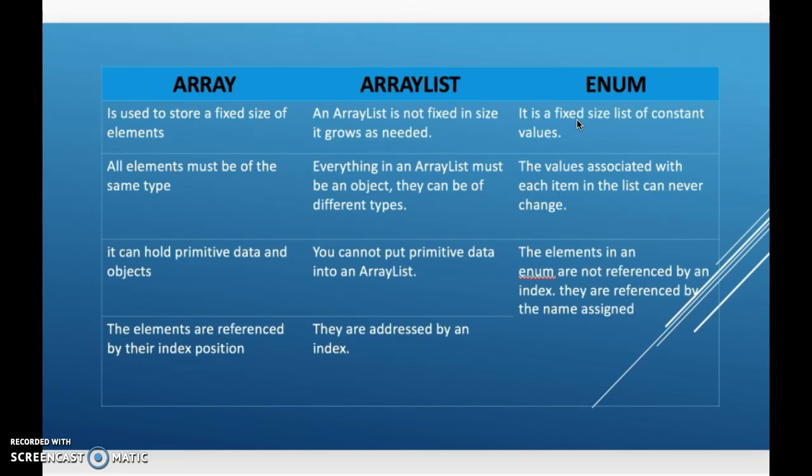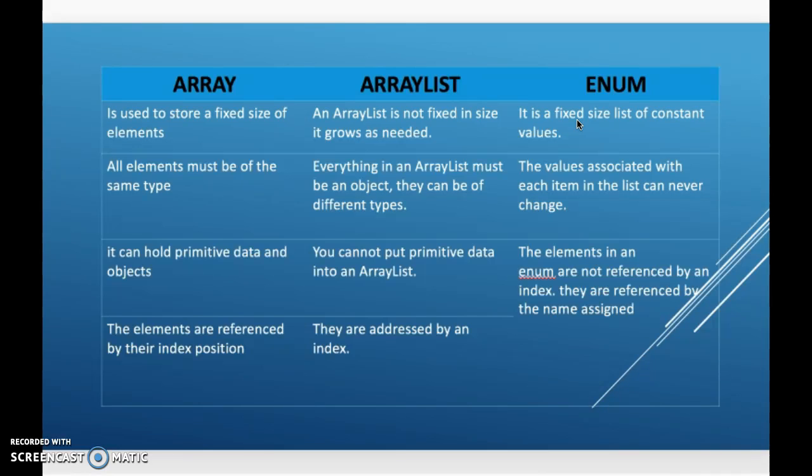Okay, we are going to see an example about arrays. An array is used to store a fixed set of elements. It's the same as an array list, but in this case, an array list is not fixed. It means that you can add more items, more objects in this case.